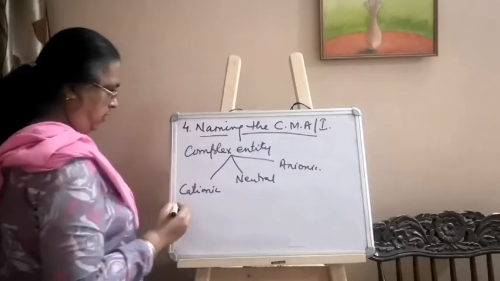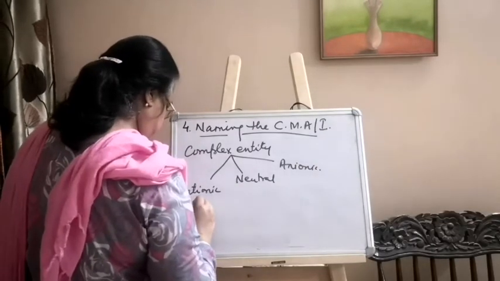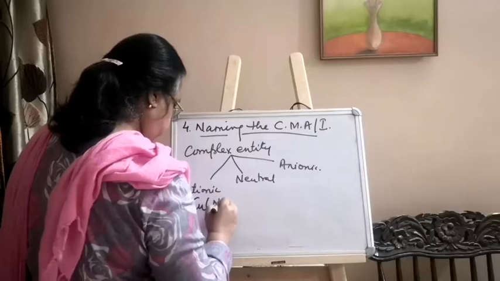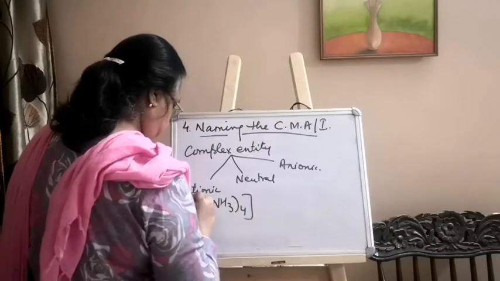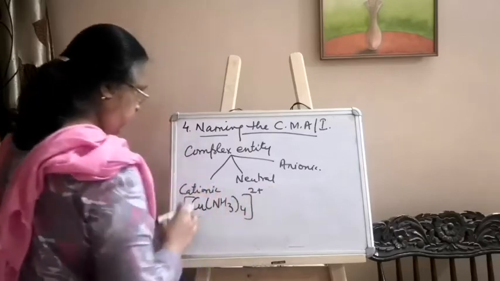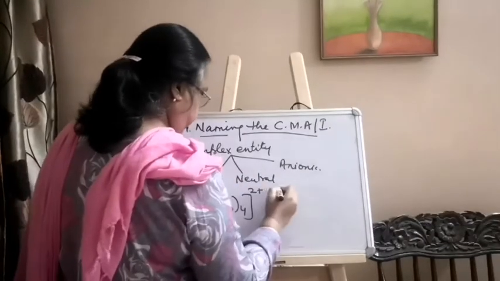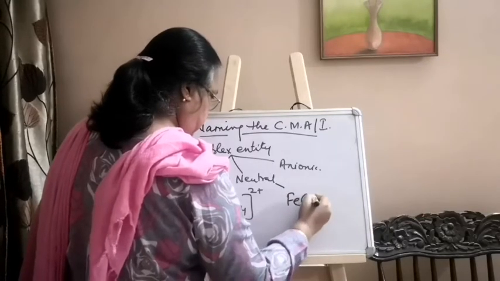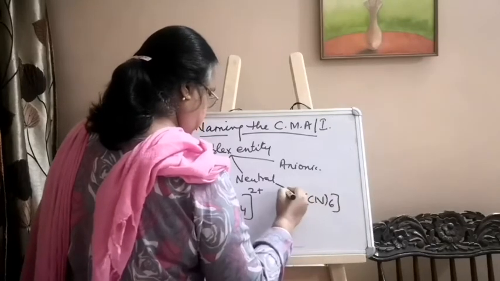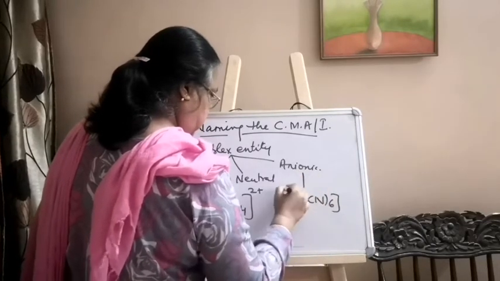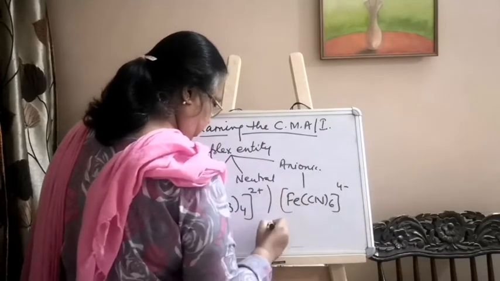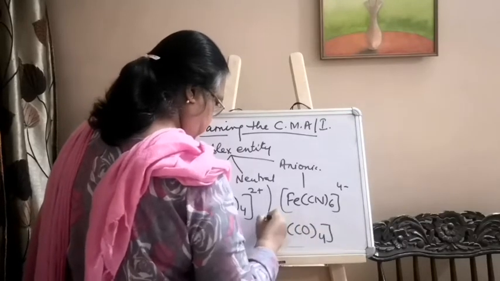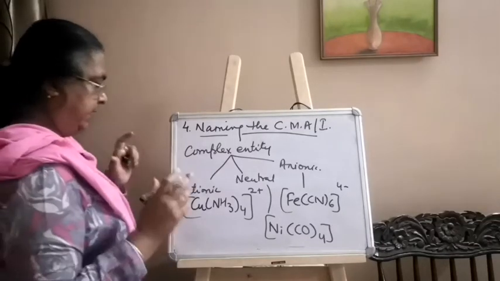I give you the example of cationic. Cationic we have done: copper, NH3 whole 4, and 2 positive. This is a cationic complex entity. Example for anionic: Fe(CN)6 with 4 minus. And for neutral, Ni(CO)4. So you have to identify the complex.